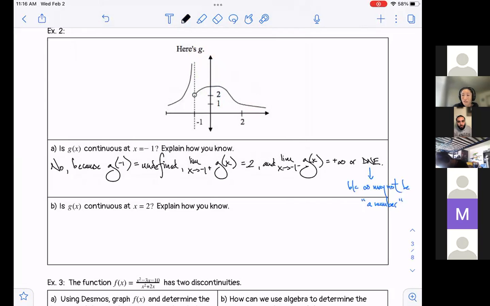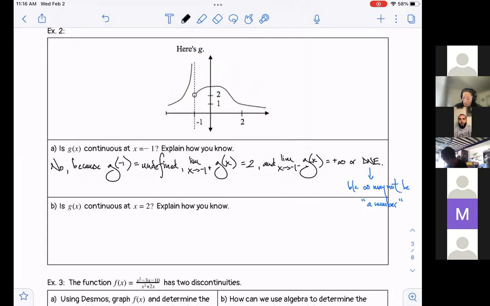I will take either answer as long as you can explain to me why you're choosing what you're choosing. So if you are like, yep, this is going up to positive infinity, that's why I put positive infinity for that limit, that's totally fine. If you're like, yeah, it's going up, but infinity is not really a number, so I'm going to say does not exist, that's also fine.